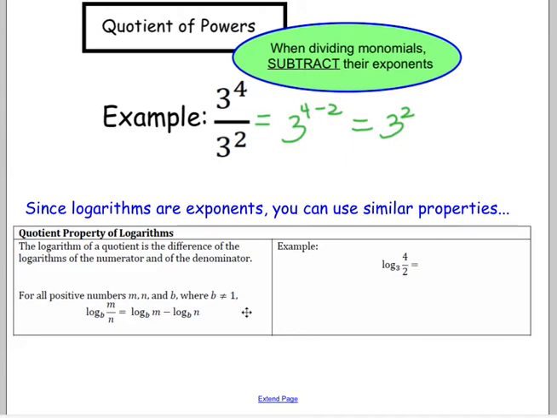So just like with exponents, I have written division here. So we have division, we can rewrite it with subtraction. So now if I have log base 3 of 4 divided by 2, I can rewrite it as log base 3 of 4 minus log base 3 of 2. Okay, so that is my rule with division. I can rewrite it with subtraction.